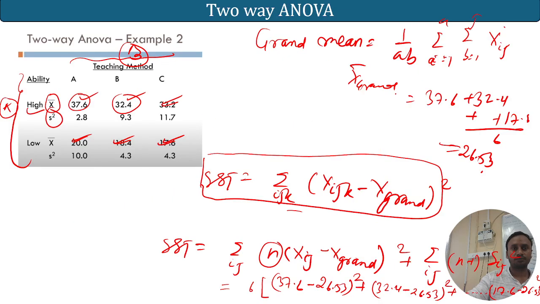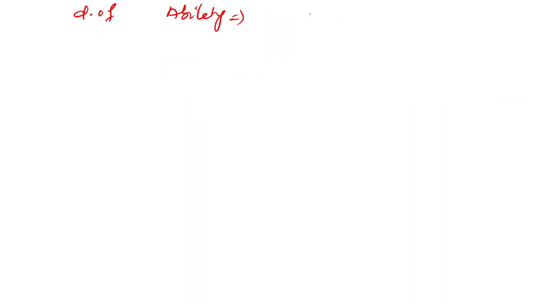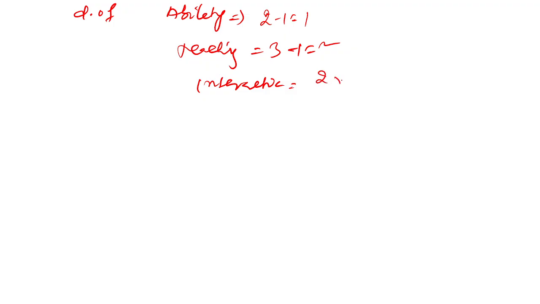Ability. How much do we have? Two, either high or low. So 2 minus 1, 1. Teaching method: 3 minus 1, 2. Then interaction: (a minus 1) into (b minus 1), 2 into 1, it will become 2.